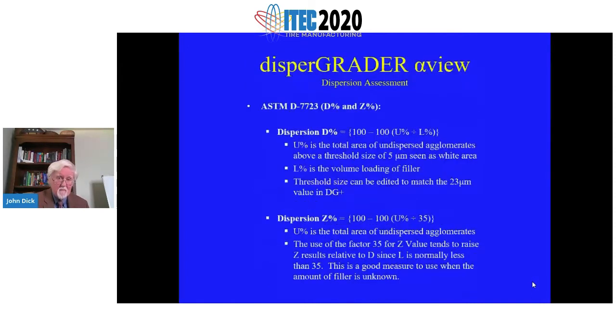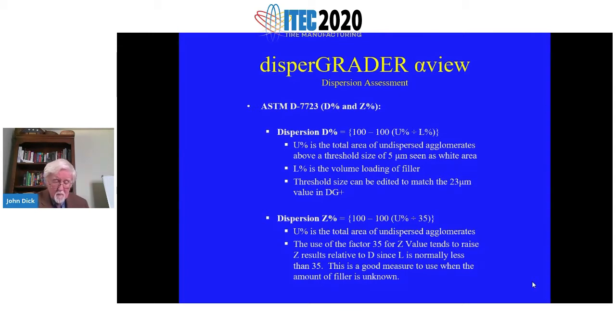On the next slide, you can see the 2 equations we commonly use in the standard. One is called percent D dispersion. This is when we already know what the loading level of the carbon black is in the compound. This is already known, so we can substitute the percent L in that equation.